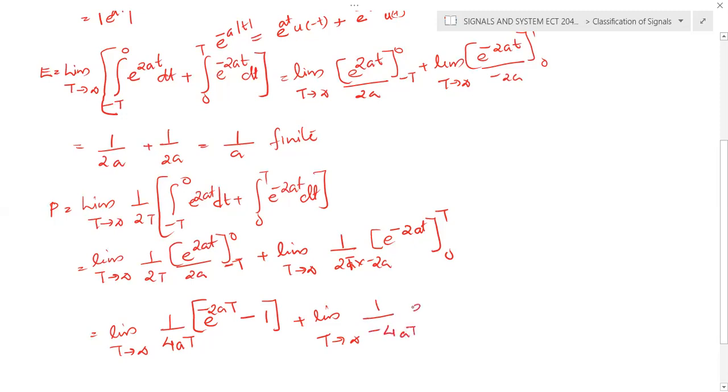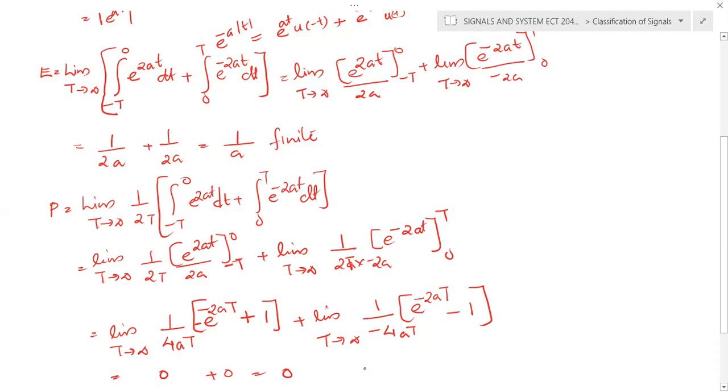minus 2aT, actually I made a mistake here. First we need to write 0, we need to apply the limit 0. So I'll put minus here, plus here, and here it is minus 2aT minus e raised to 0, that is 1. After applying the L'Hospital rule and after simplification, the first term and the second term are equal to 0, because we already simplified this particular limit. You need to apply the L'Hospital rule and you will get 0. So the total power is equal to 0.